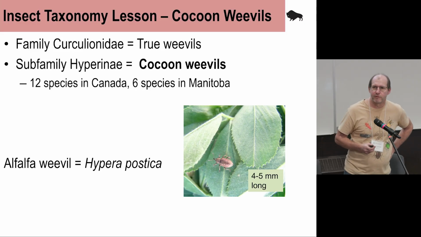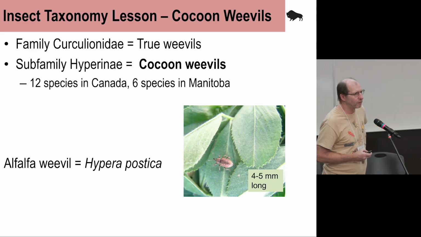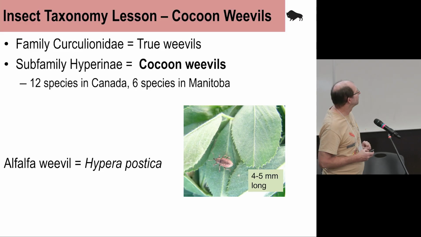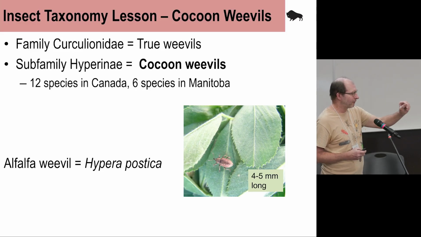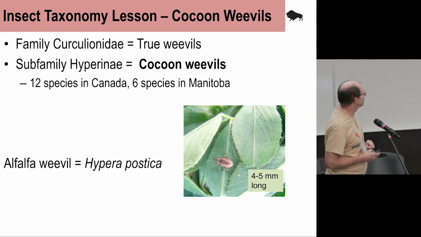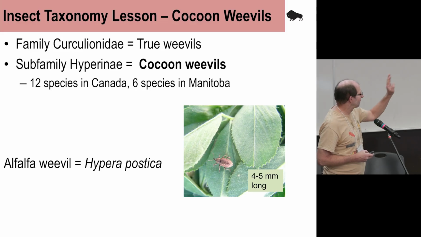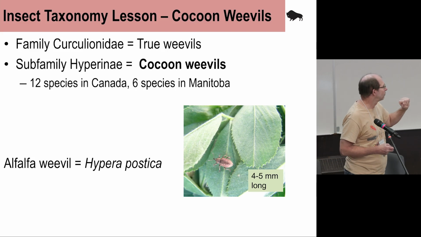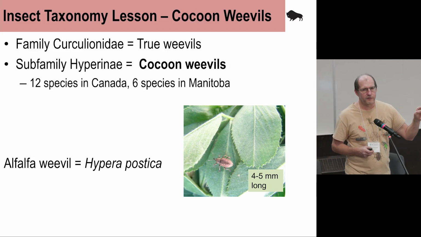So weevil number 3 here. One last group for you. These are called cocoon weevils, and they do have big snouts. So they're easier to identify as a weevil. My example here is Alfalfa Weevil. This is a cocoon weevil, and you'll see in just a little while why we call them cocoon weevils.